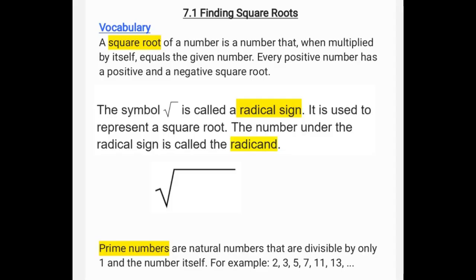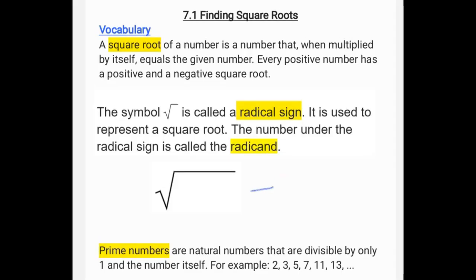The symbol that is shown is called a radical sign. It is used to represent a square root. The number under the radical sign is called the radicand. The radicand is inside the square root right here, and we also have a root up here.